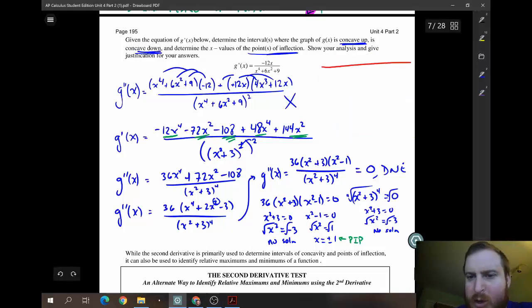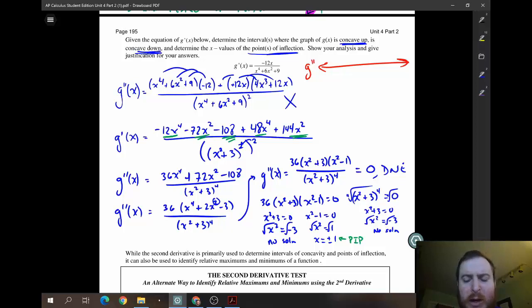So I'm going to make a number line up here, and it's very, very important that we label this as g double prime, right? Because we could have also had a number line for g prime. We need to label this one g double prime. So we're going to have negative 1, and we're going to have positive 1. So I need to plug in a number smaller than negative 1, and we're going to plug it in where we had it most factored, which was over here. So let's say negative 2.